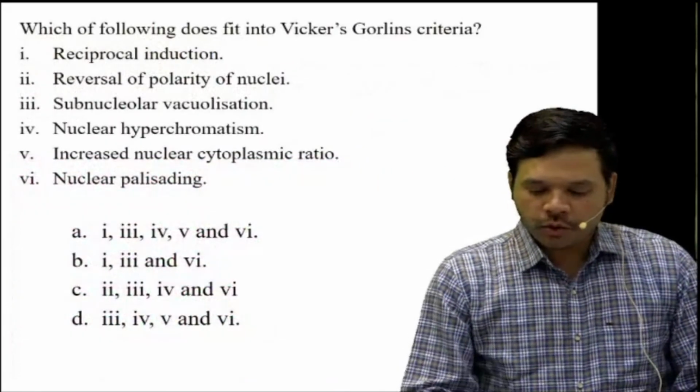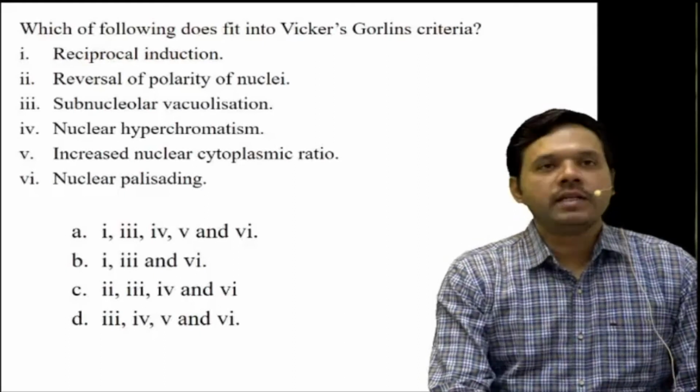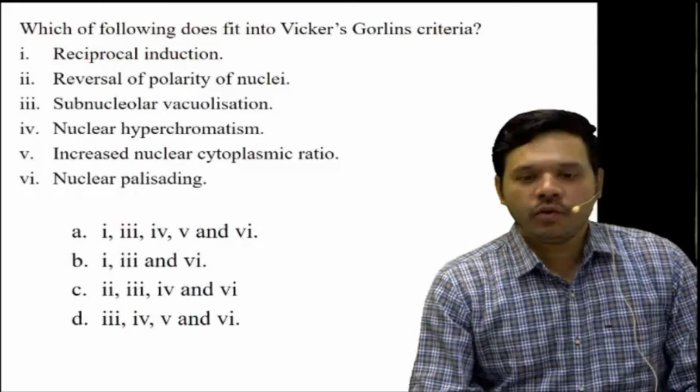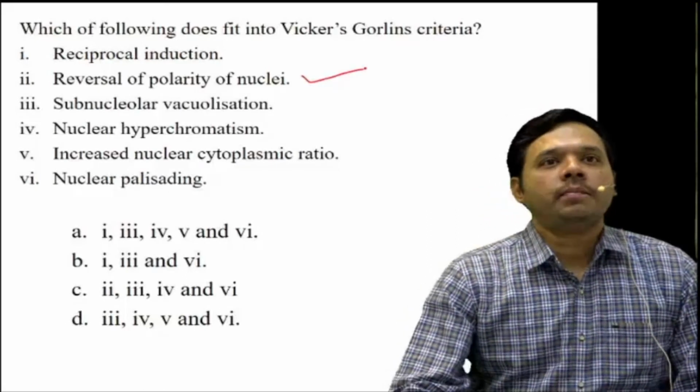Coming back to the question, which of the following will fit? Can you see reciprocal induction? No. Can you see reverse polarity of nuclei? Yes, we are able to see it in Vickers-Garlin criteria. Can we see subnuclear vacuolization?